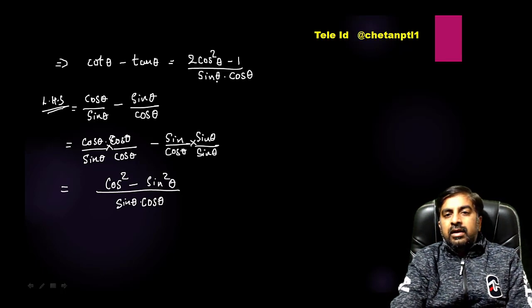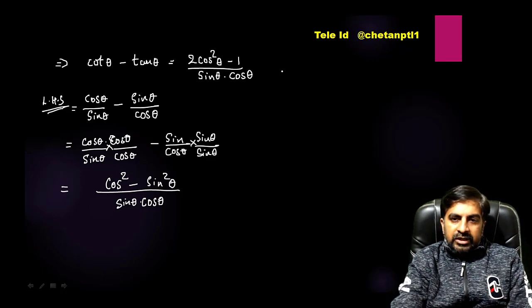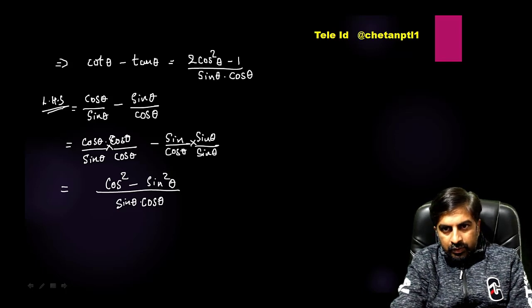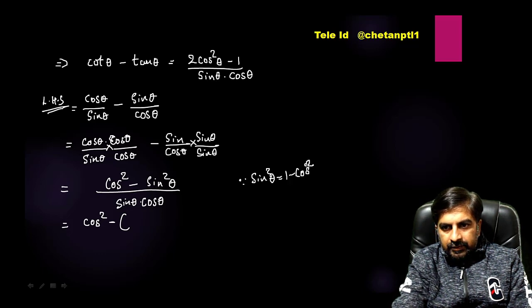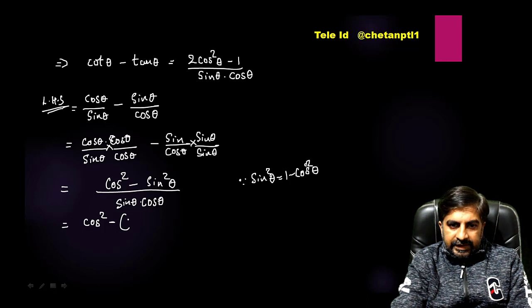Now one thing is clear, our RHS denominator we got here. But what about the numerator? You can see here cos square is there, but here we need 1 and 2 cos square. So we are going to convert this sin square. How? Cos square theta minus, instead of sin square theta, we already know sin square theta is equal to 1 minus cos square theta. So we can directly keep it here, 1 minus cos square theta upon sin theta into cos theta.